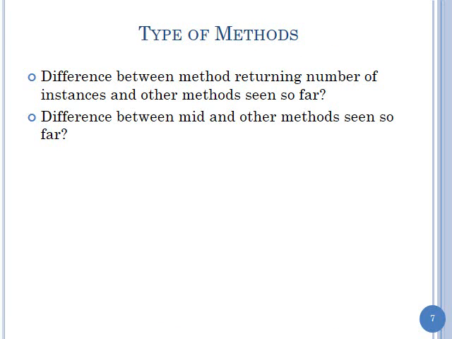So, is there anything different in these methods? Is there a difference between the method returning number of instances and other methods seen so far? Similarly, difference between mid and other methods we've seen so far? Yeah. The num instances thing, it's not really a method that's being done on an object. It's being done on the class itself.